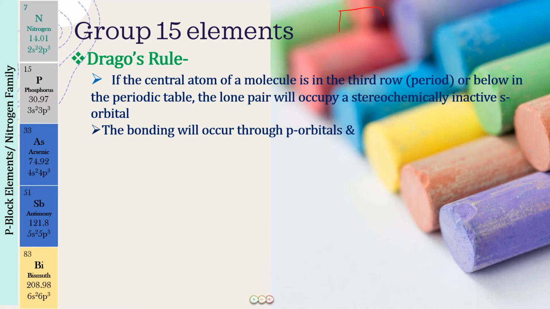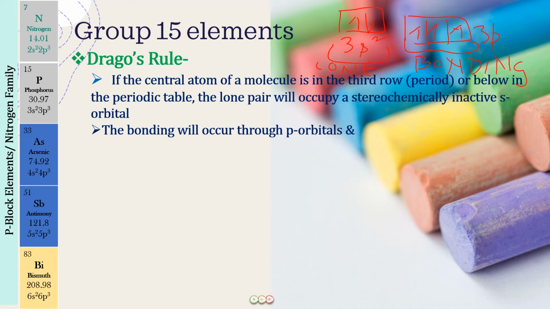So if I write down the electronic configuration of phosphorus, this was 3s2 and 3p3, right? So the lone pair is present in the s orbital, and the bonding takes place through the 3p orbitals. What this means is that no hybridization is taking place here, whereas in case of ammonia, the s and the p orbitals were undergoing hybridization and producing 4 equivalent orbitals of the sp3 type, right?